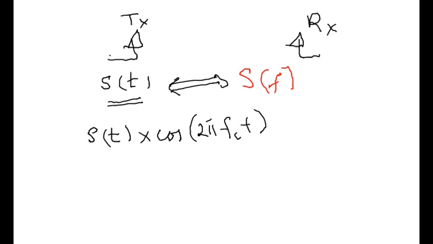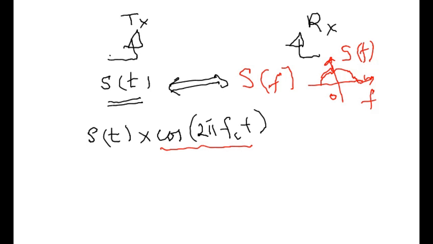If you plot your s of f, it looks like this. When we say it's a baseband signal, it means the spectrum is around zero. This is the frequency axis, and this is your s of f. Now if you observe the spectrum of the cos wave, the amplitude spectrum, you can see these are two impulses on the frequency axis. So we have s of f, and we have this spectrum for the cosine wave.